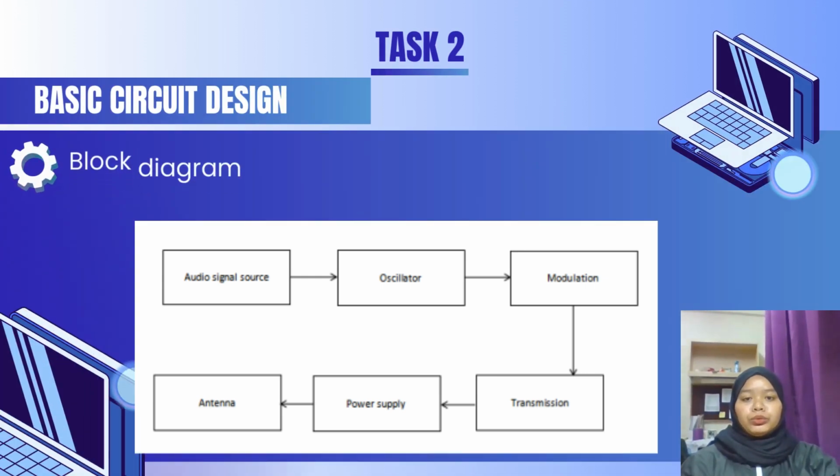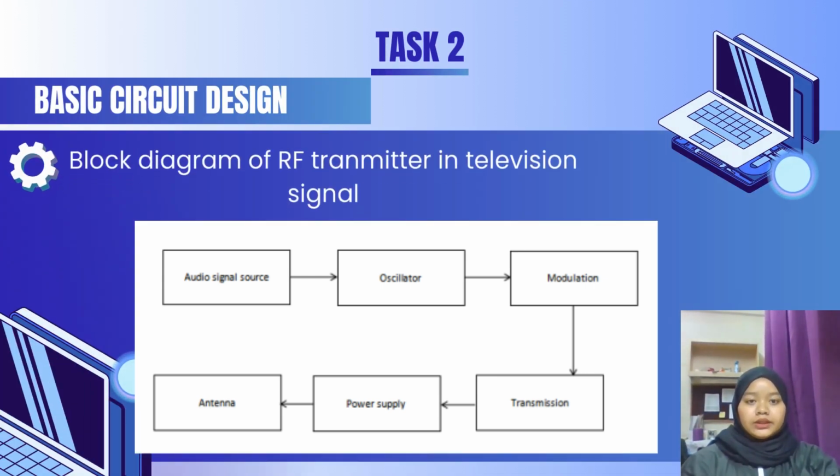For task 2, we build two block diagrams of RF transmitter and RF receiver in television signal. The first block diagram is the RF transmitter used in television signal. The diagram illustrates the basic components of a simple communication system that focuses on the signal transmission process. It begins with an audio signal source, which generates the sound and converts it into an electrical signal or information to be transmitted.